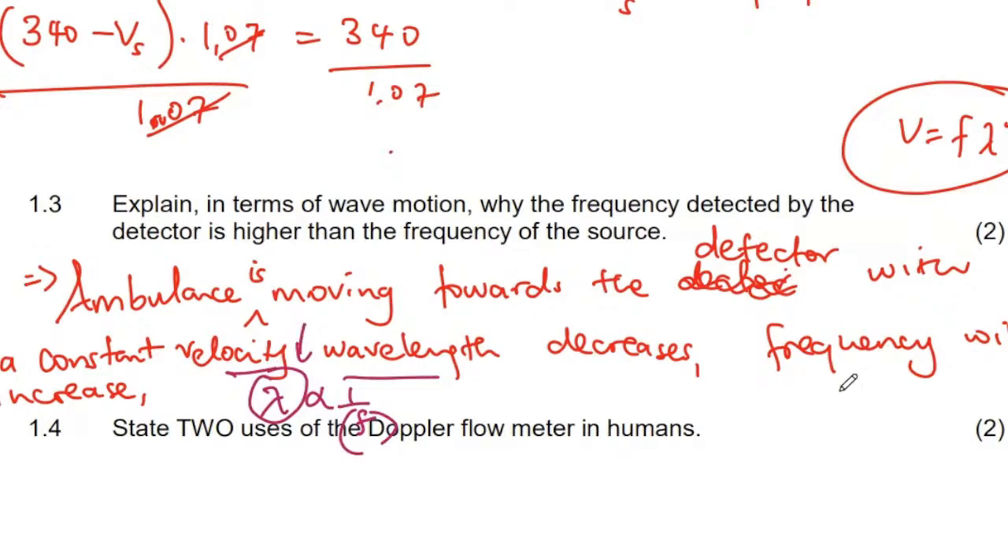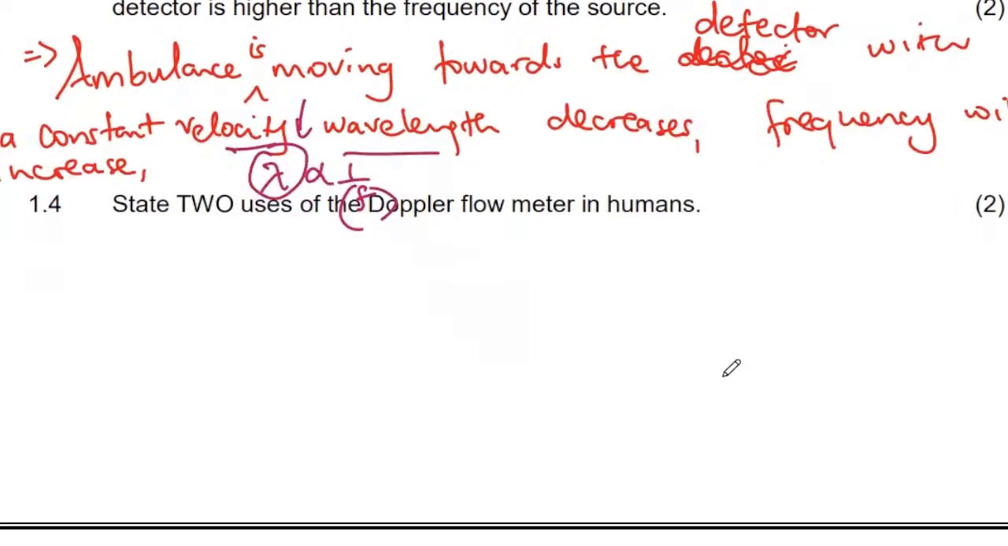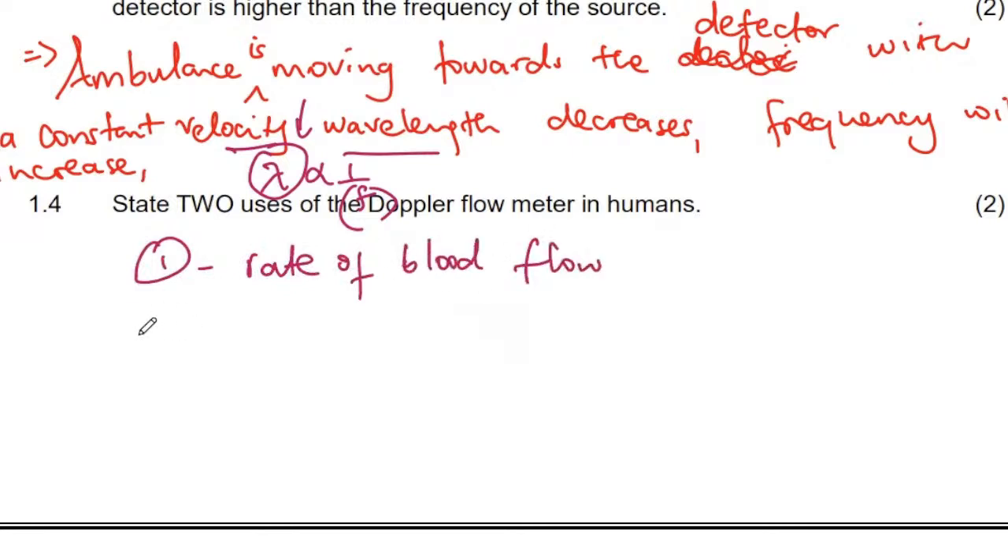Then 1.4, they want us to state two uses of the Doppler flow meter. Now they are being specific. They don't want the use of the Doppler effect. They want the use of the Doppler flow meter. Number one, it measures the rate of blood flow, the speed of flow.